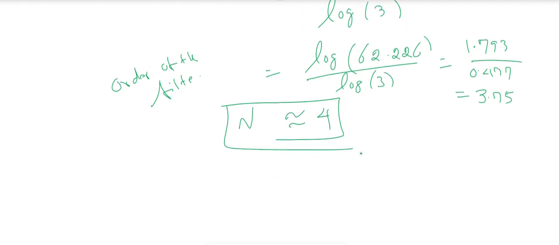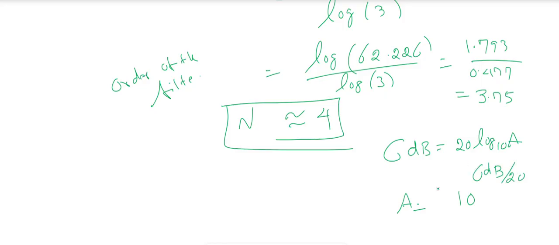And here one more. I hope that you understood gain in dB. So how do you represent gain in dB? Gain in dB is equal to 20 log 10 A. A you can write as 10 to the power gain in dB by 20. So depending upon the given specification parameters, we should be able to find out the order of the filter.